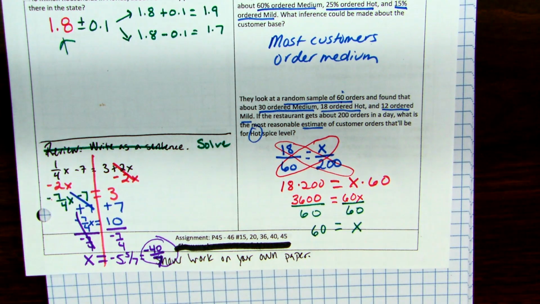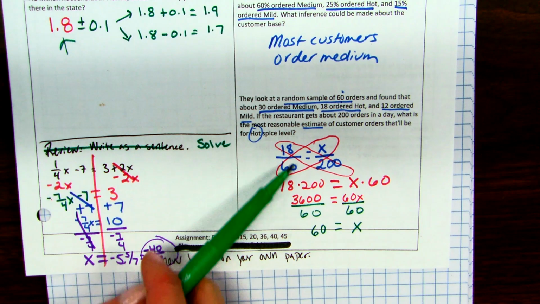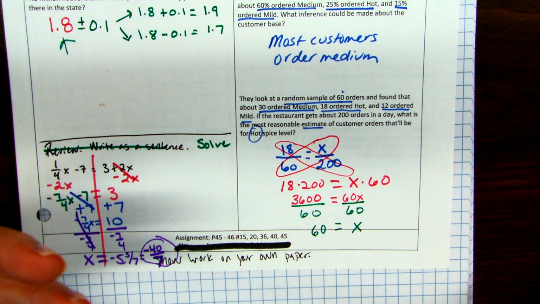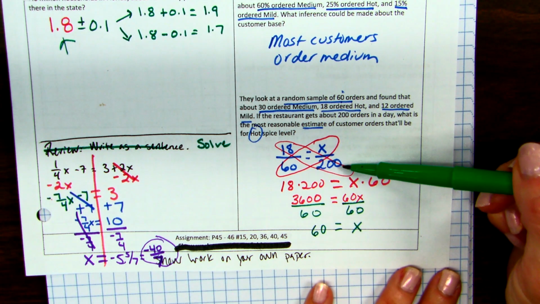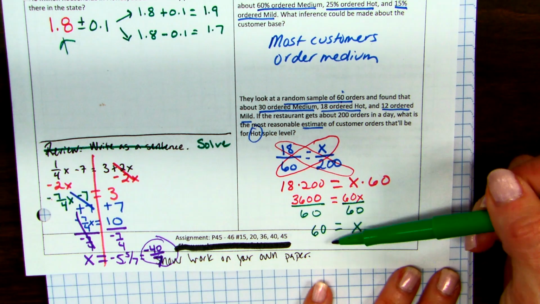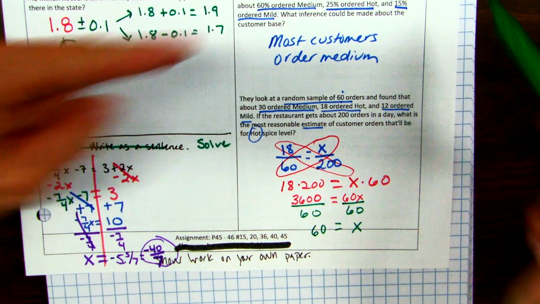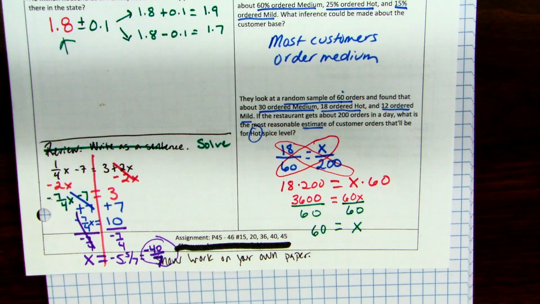So by looking at a sample of 60 customers, 18 of whom ordered hot, we can estimate that out of 200 customers, 60 will order the hot. Okay? This question, a similar way of asking it, is on your test review. Okay? I think you'll see maybe it on your test as well. I'm not sure. I don't make your test.